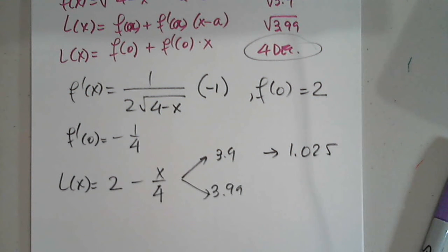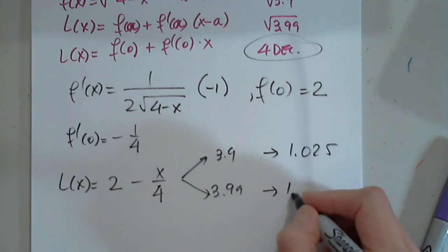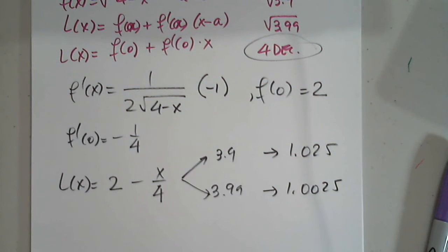Let me visualize the second one carefully. Okay, yeah. So the other one is 1.0025. Okay, I didn't mean to do that at all. I meant this. You can also check if you have any doubts. You can plug in the calculator the square root of 3.9, and you should get something very close to 1.025.